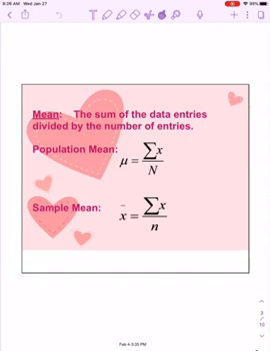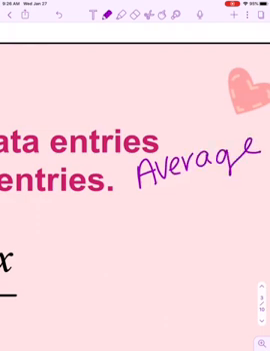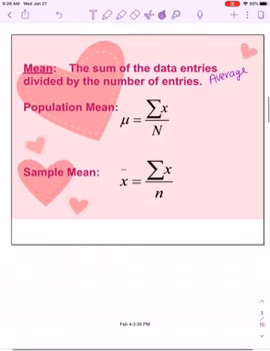Okay, the mean is the sum of your data entries divided by the number of entries. This is just your average. You know this. Do not let these funky things stress you out. This is average. Okay? We have talked about how in statistics a lot of it is just learning the symbols and understanding what they mean.